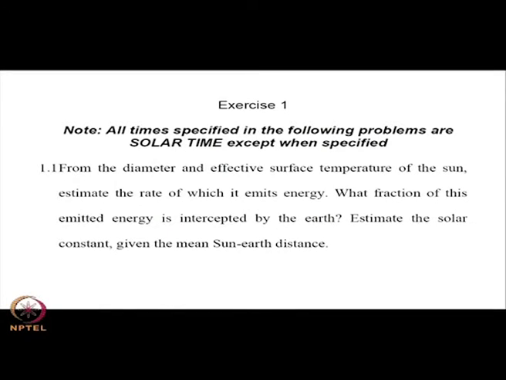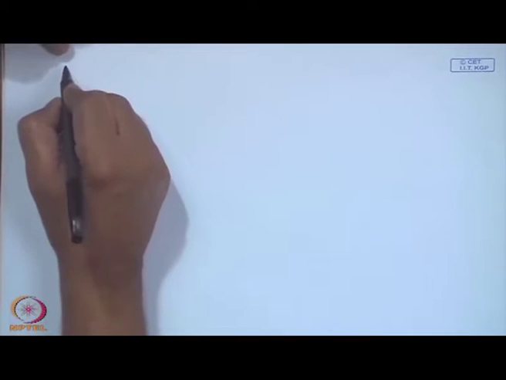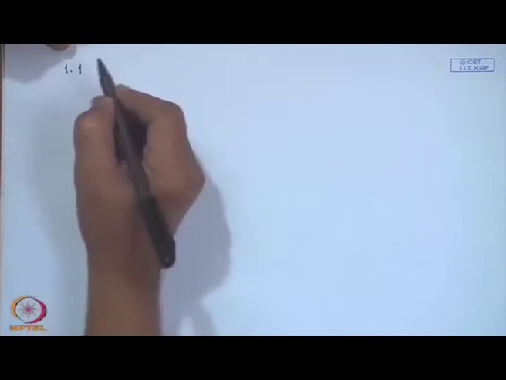The first problem deals with this: from the diameter and effective surface temperature of the sun, estimate the rate at which it emits energy and what fraction of this emitted energy is intercepted by the earth, and estimate the solar constant given the mean sun-earth distance. This we have briefly discussed in the theory, but I shall go through the calculation procedure in detail. So, this is exercise number 1.1.